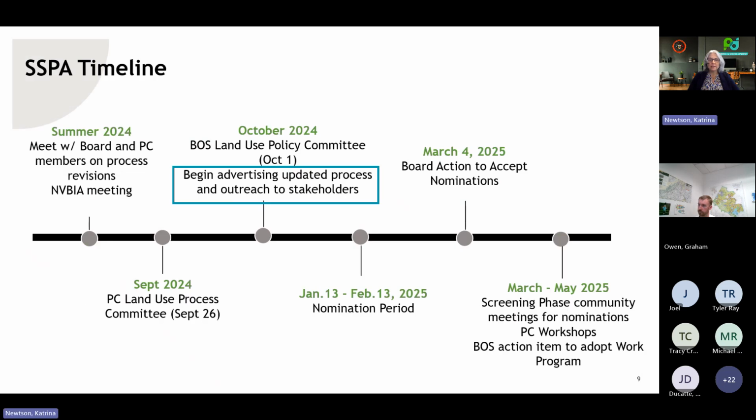So here's our anticipated timeline. We met with most of the Planning Commission and board members over the summer to get their thoughts on the next round of the SSPA ahead of the committee meetings we had with them. Today, we're meeting with you to get your input on lessons learned from the prior SSPA and answer any questions that you may have. We discussed the work program and SSPA with the Planning Commission and the board's Land Use Committee on September 26th and October 1st, respectively.